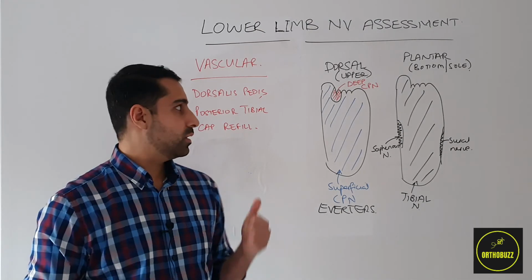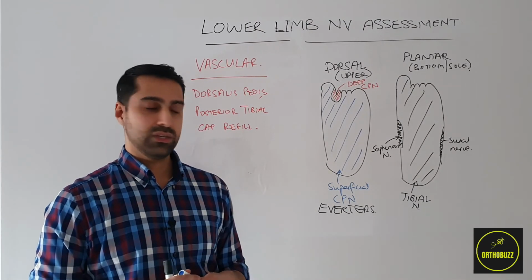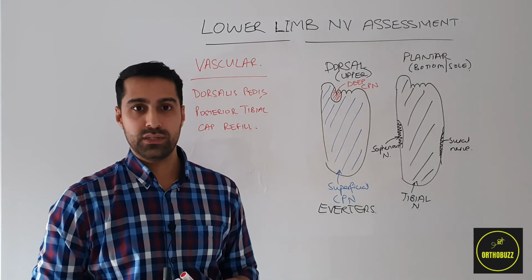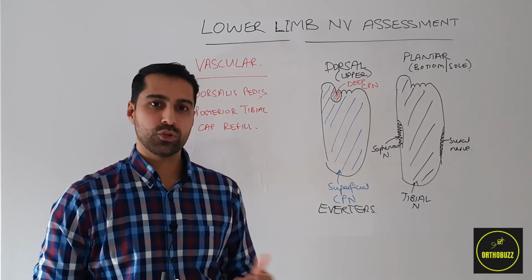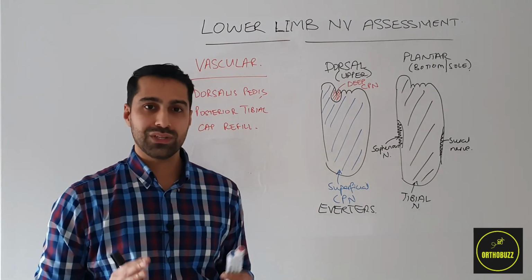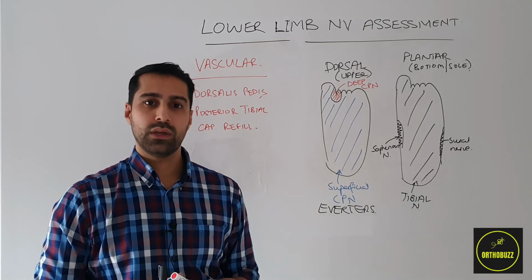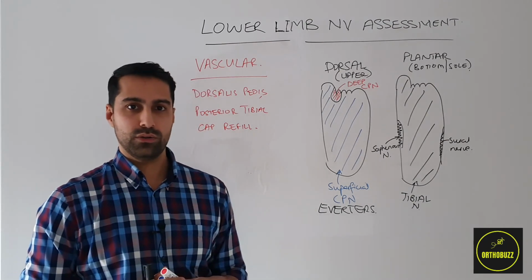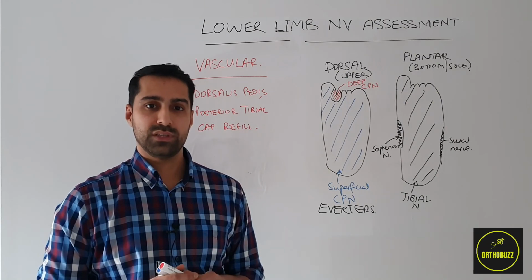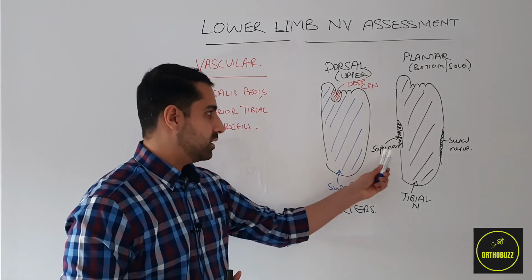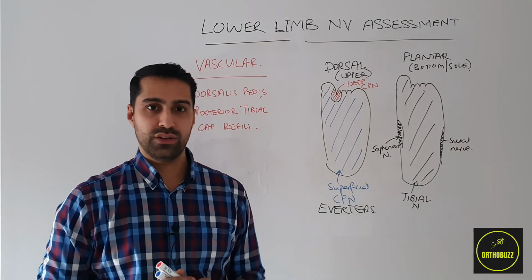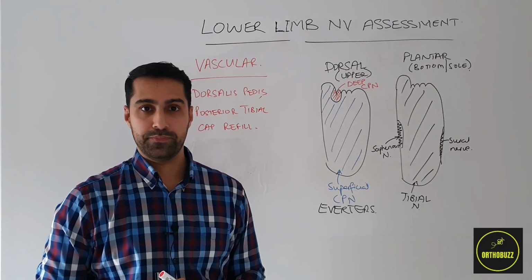The deep branch of the common peroneal nerve supplies sensation to the first dorsal web space, as well as dorsiflexion of the ankle in terms of its motor function. The superficial branch of the common peroneal nerve supplies sensation to the vast majority of the dorsal aspect or upper aspect of the foot, as well as eversion of the ankle. And finally, the tibial nerve supplies the vast majority of sensation to the sole of the foot, except for these two parts, medially and laterally, as well as plantar flexion of the ankle, or pointing the toes down.